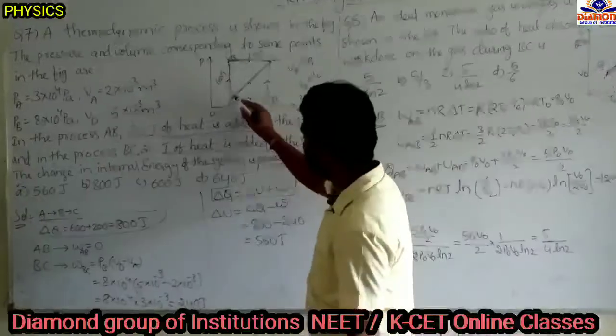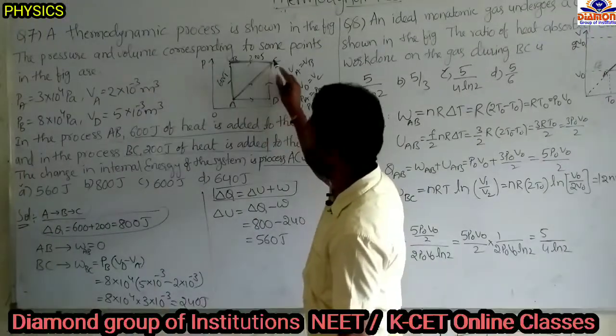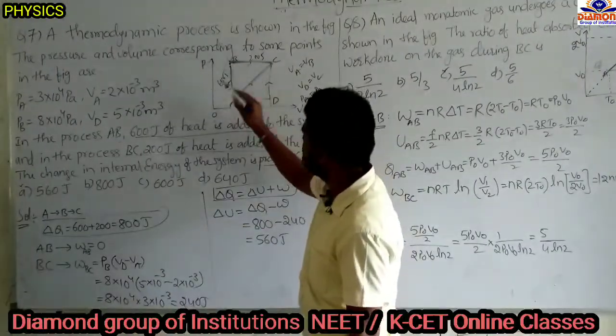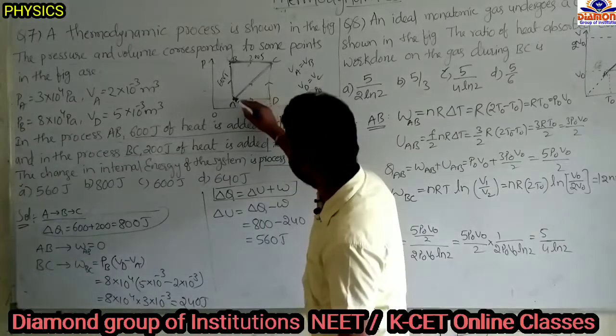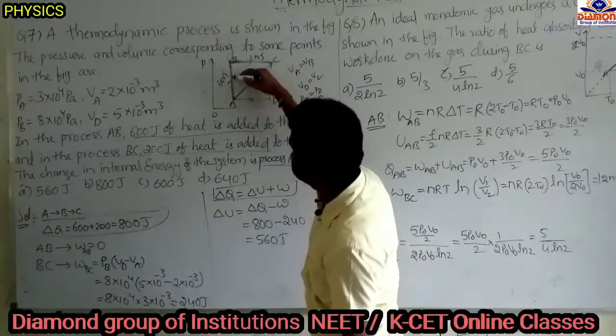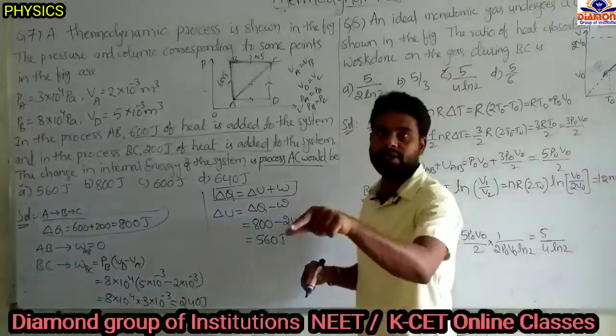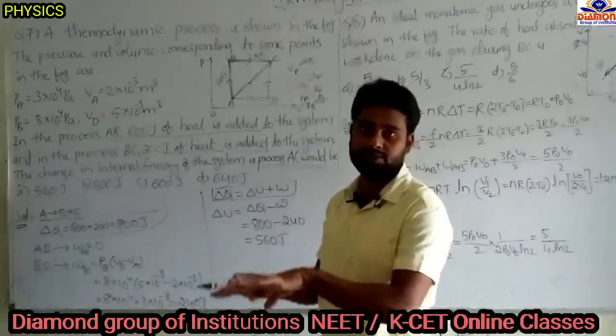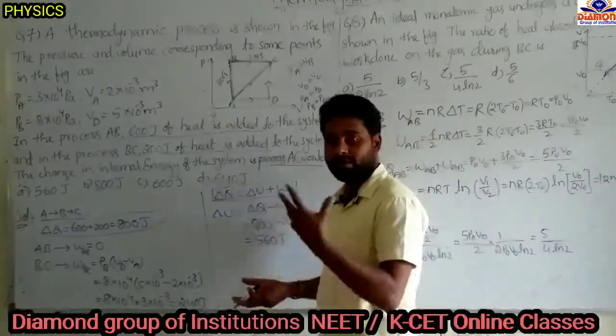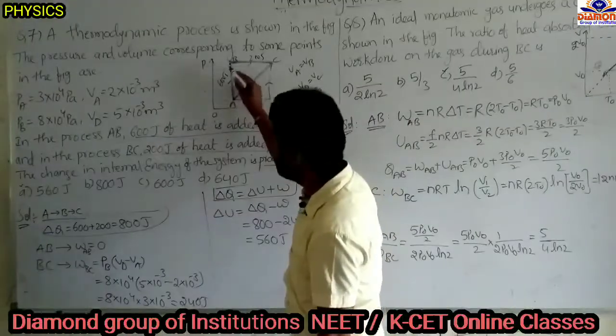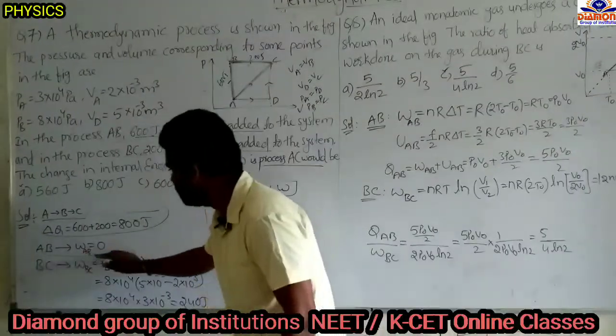Now we are considering the path A to B, B to C. This is the PV graph. From A to B, volume is constant. If volume is constant, work done equals 0. There is no expansion and no compression. So work done from A to B equals 0.